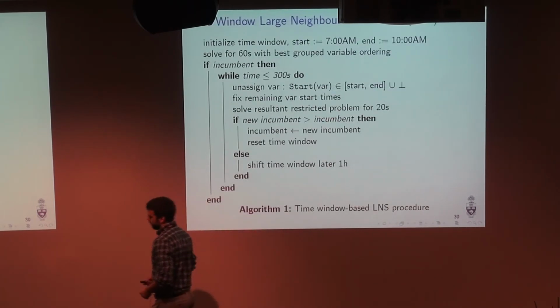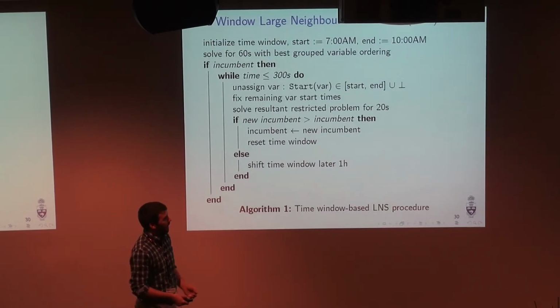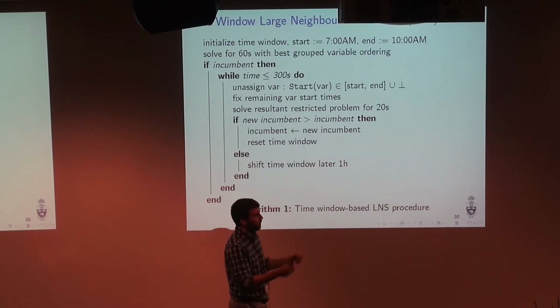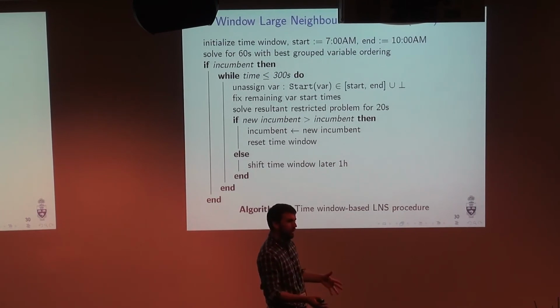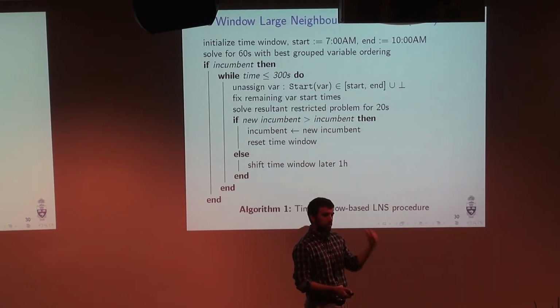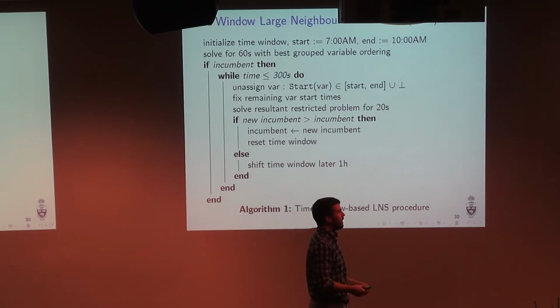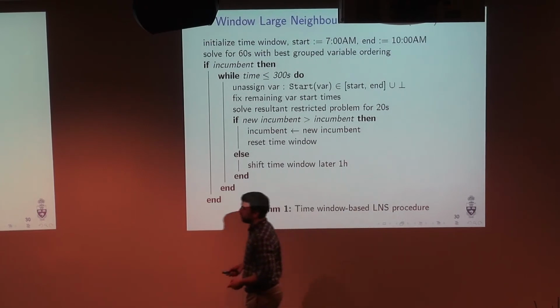The next strategy that we use is a time window based large neighborhood search. Probably running out of time here, but essentially what we do is we initialize a time window. The first one is 3 hours, from 7 to 10 a.m. We solve for 60 seconds based on the best method from the grouped variable ordering to get a high quality incumbent solution.